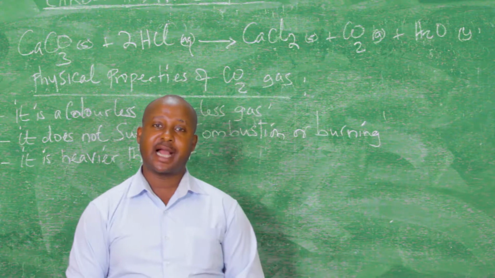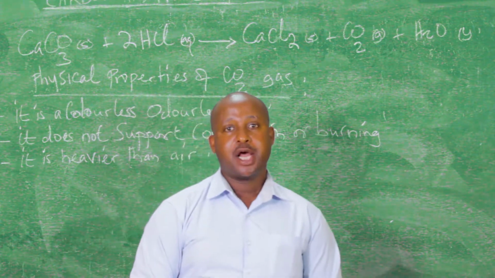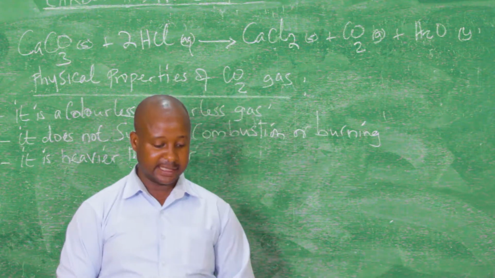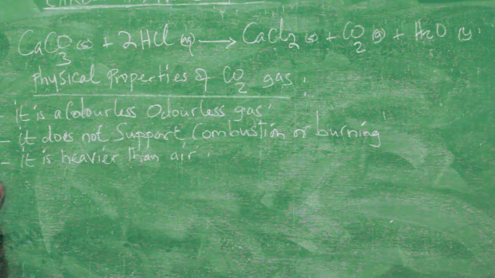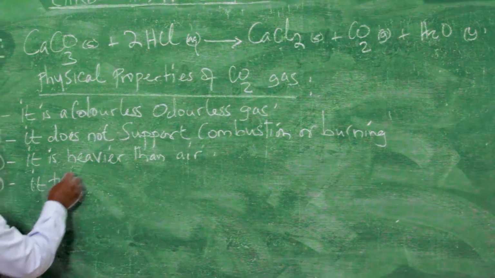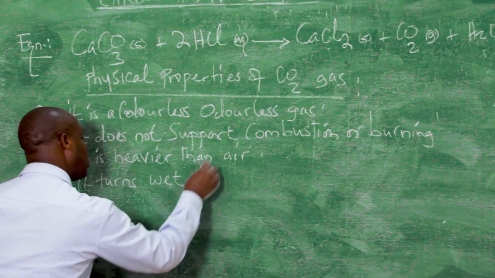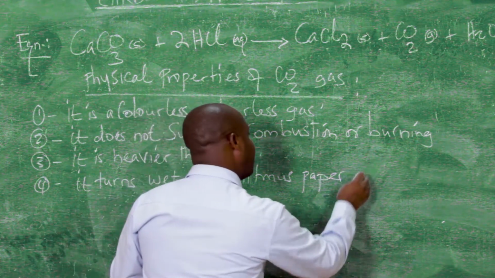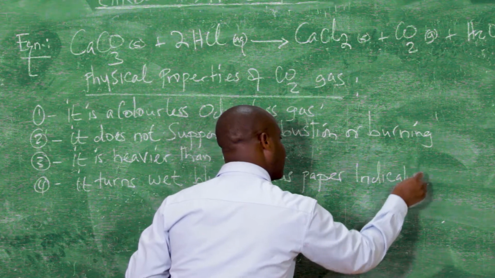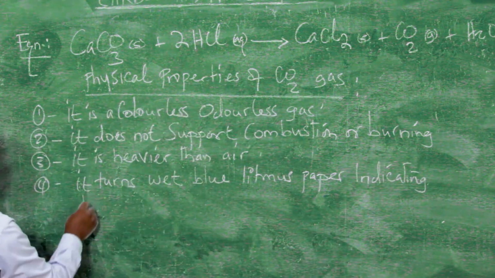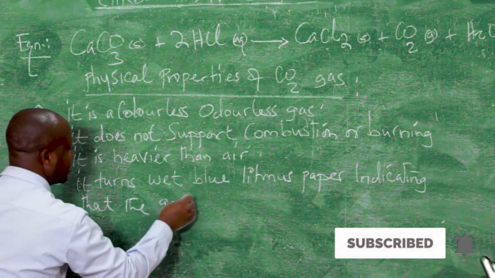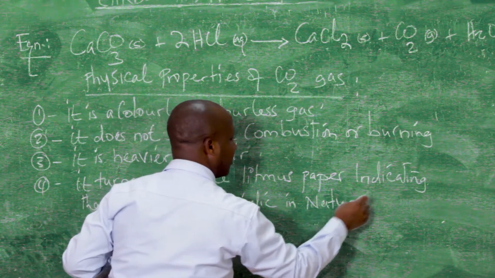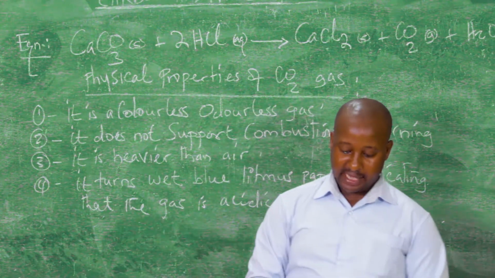Four. Carbon dioxide gas turns wet blue litmus paper red, indicating that the gas is acidic in nature.